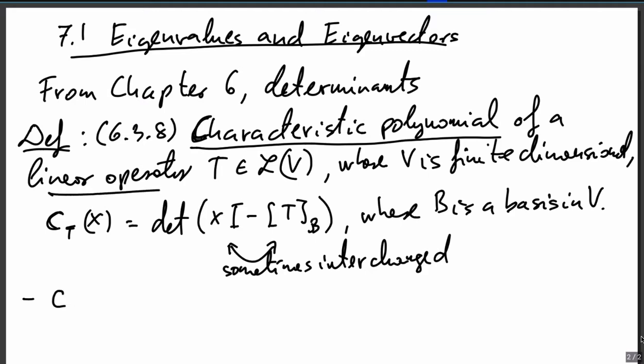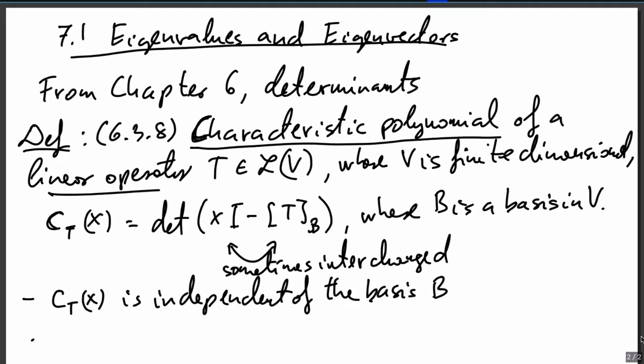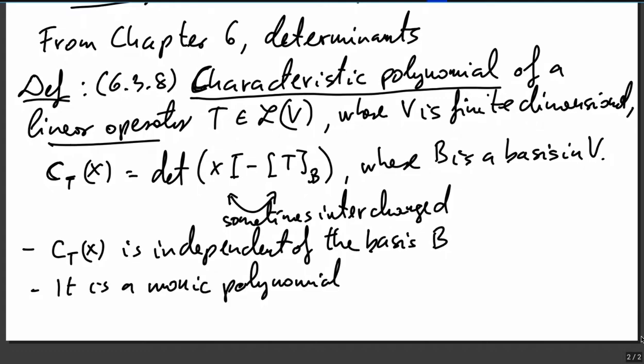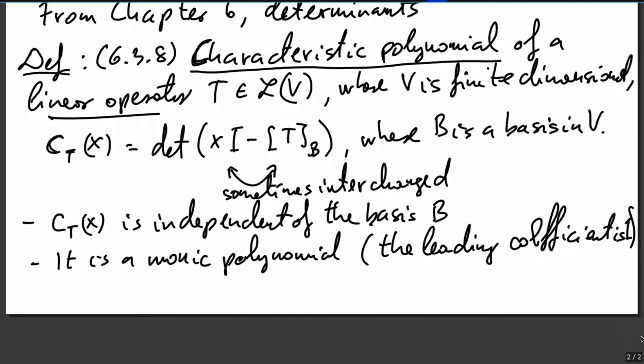First of all, C_T of x, this polynomial, is independent of B, of the basis. Also, it's a so-called monic polynomial, which means that the leading coefficient is 1. And chapter 6 actually works a lot with this characteristic polynomial.